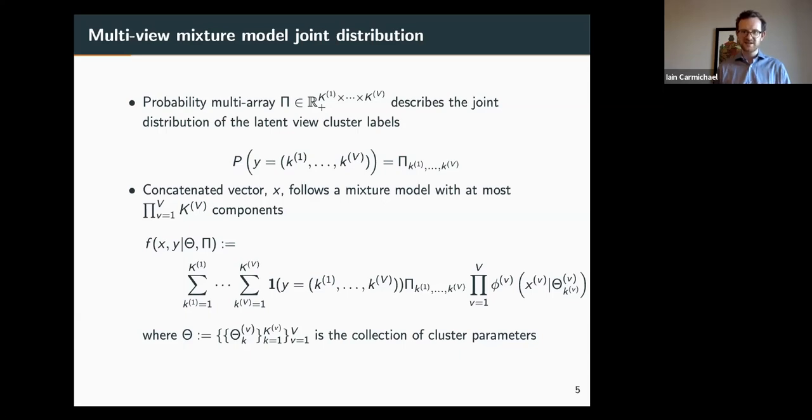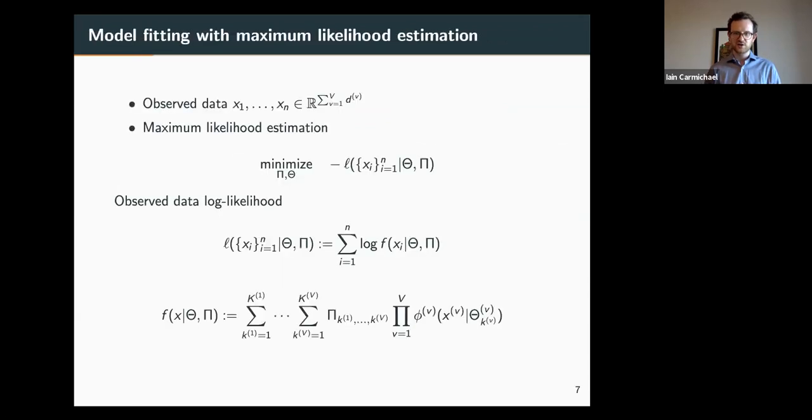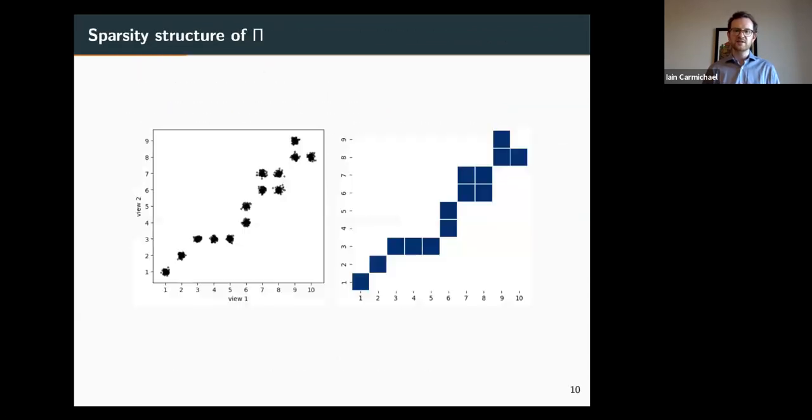I can't see if that answered your question, but hopefully it did. So pi having 0 terms is what sparse means here. On the right, if that's an example of pi, this entry 1,2 over here means you can't have an observation in cluster 1 in V1 and also in cluster 2 in V2.